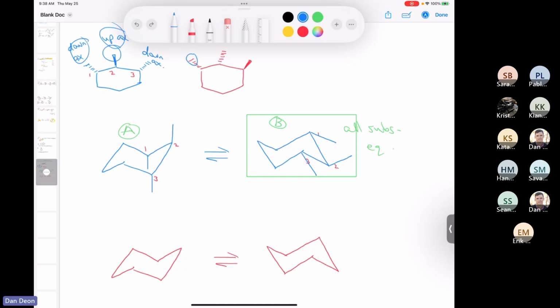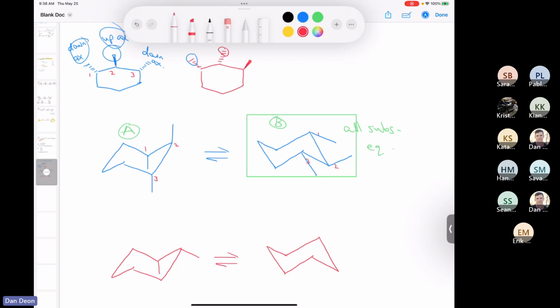Where's my red pen? Down and axial. So that means the next methyl group is going to be pointing down, and you go from down and axial to down and equatorial. Good. Yes, absolutely. So we have equatorial. And then the next methyl group is going to be going up.